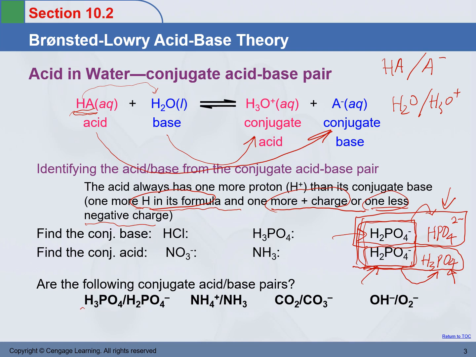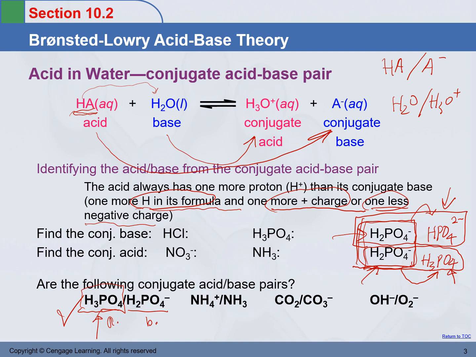If that's the case, it is a conjugate acid-base pair. So let's look at the two. Okay, this one clearly has one more hydrogen. Good. Does it have one more positive charge? On the right, it is negative. Add a plus, that is neutral. All right, this is a conjugate acid-base pair. That is the acid, that is the base.